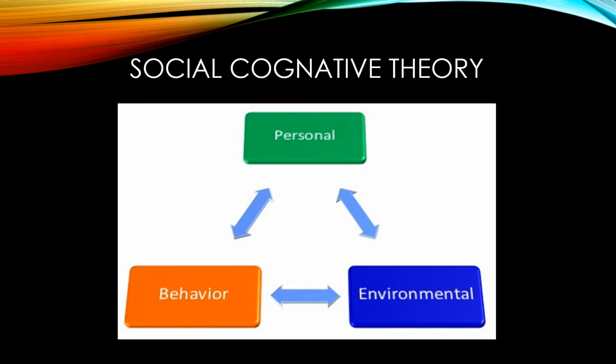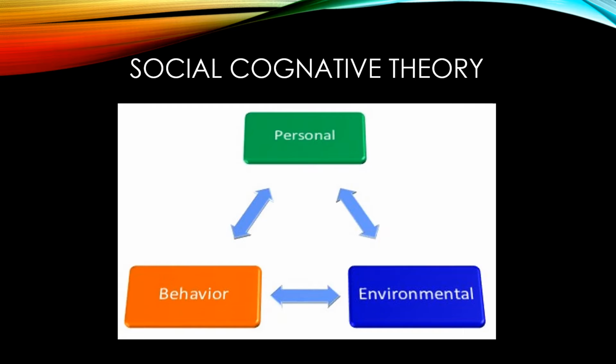So let's jump into the social cognitive theory. The social cognitive theory is based around reciprocal determinism. This applies to the individual's emotions, personality, cognition and biology, their behavior, and their environment, which can be physical, social, or cultural. And all these things play a role in the influence of behavior.